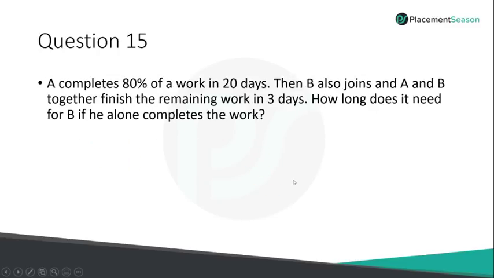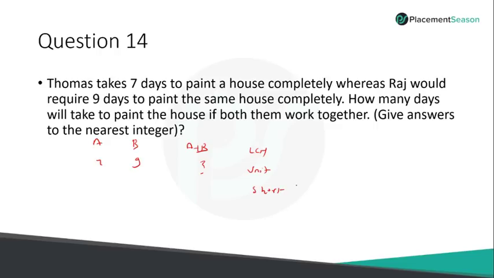When A is given and B is also given, and you have to find out A plus B, the shortcut formula is AB by A plus B. Straight away you can get the answer. 7 into 9 by 7 plus 9, which is 16. So 63 by 16, approximately 4 days. So this shortcut formula will be useful in the higher level problems.